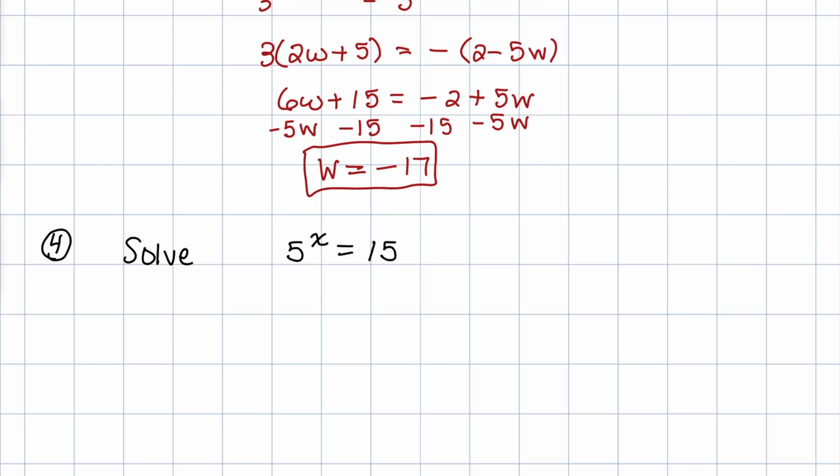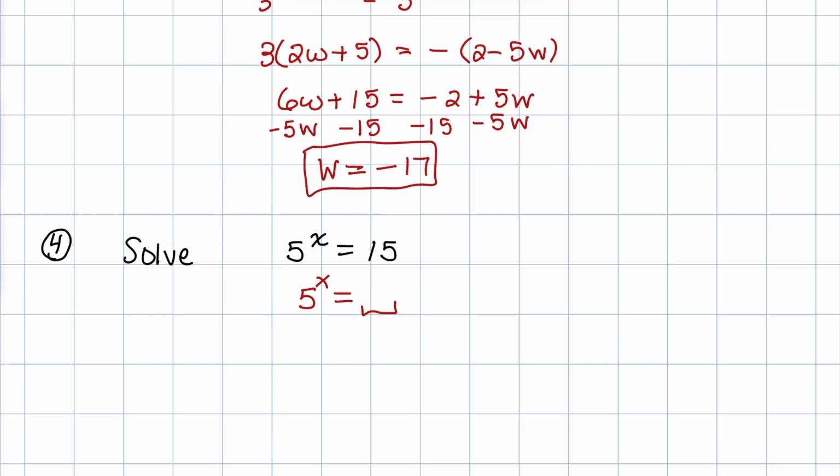Okay, let's solve this one. 5 to the x power equals 15. All right, well, we need to write this in terms of 5 to the x equals some base to some exponent that equals 15. Now, can you think of a way to break down 15 into powers of 5?